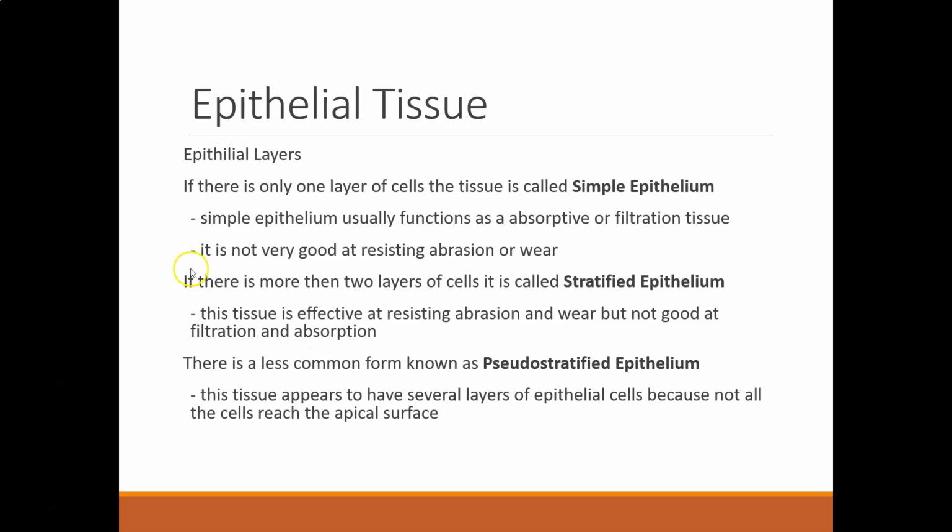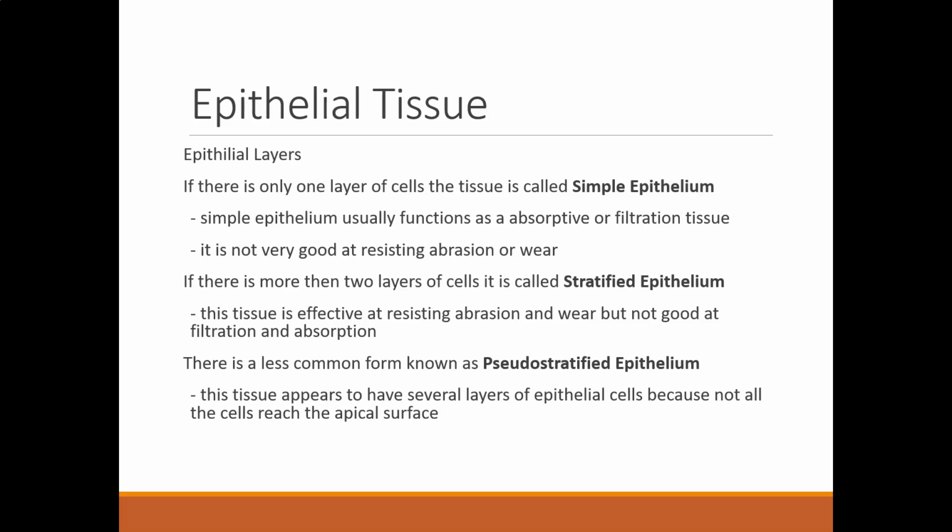So these epithelial layers, as I said, if there is only one layer of cells, the tissue is called simple epithelium. And I see here I've spelled epithelial wrong. Simple epithelium, why have it? Its function is to allow things to move through it or absorb it. So we say simple epithelium usually functions as an absorptive or filtration tissue. For example, it lines the tissues in the lung, which allows carbon dioxide and oxygen to freely pass through. But because it's only a single layer thick, it's not good at resisting abrasion or wear, right? It can't take any kind of trauma.